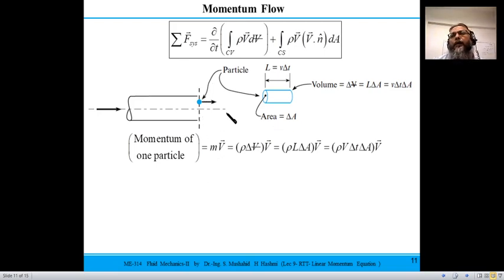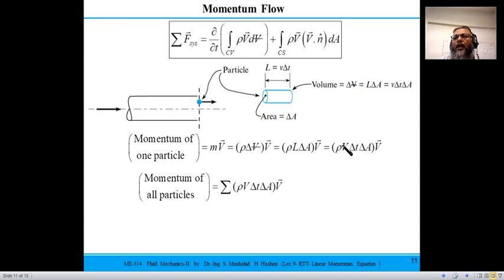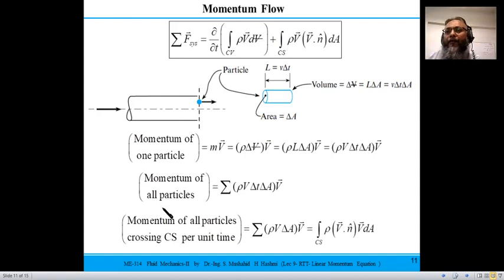There are so many particles crossing that surface, so what I need is to take the sum of the momentum of every particle. If I take the sum, I will get the momentum of all the particles. Then, since there is a time term, and here the momentum is differentiated with respect to time, here also something has to be differentiated with respect to time. So if I take it per unit time, I get rid of this delta t, and I only end up with rho v times delta A.